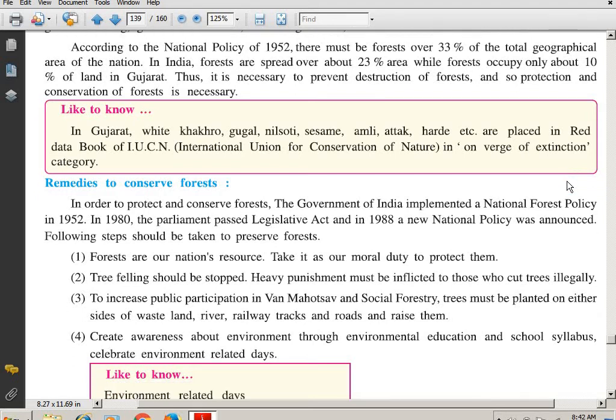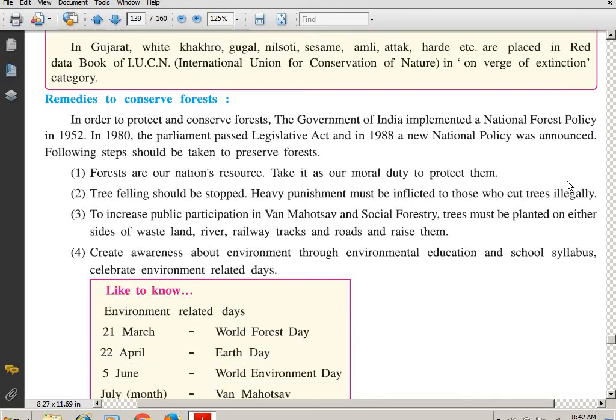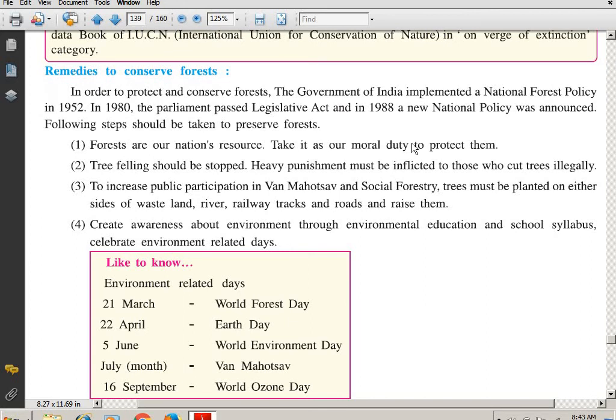Now, what are the remedies to conserve the forest? What steps can be taken to conserve this forest? In order to protect and conserve forests, the government of India implemented a national forest policy in 1952. In 1952, the government of India implemented a national policy, and in 1980, the Parliament passed a Legislative Act, and in 1988, a new national policy was announced. The following steps should be taken to preserve forests. Now, which are the steps to be taken to preserve forest, students? This is asked for a 3 marks question.